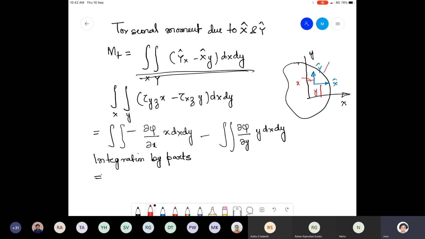Y hat is per area. This is also per area. So the moment is y hat into x minus x hat into y. Yes, ma'am, got it. Right, okay. So if I do integration by parts, then this expression is going to end up something like this.